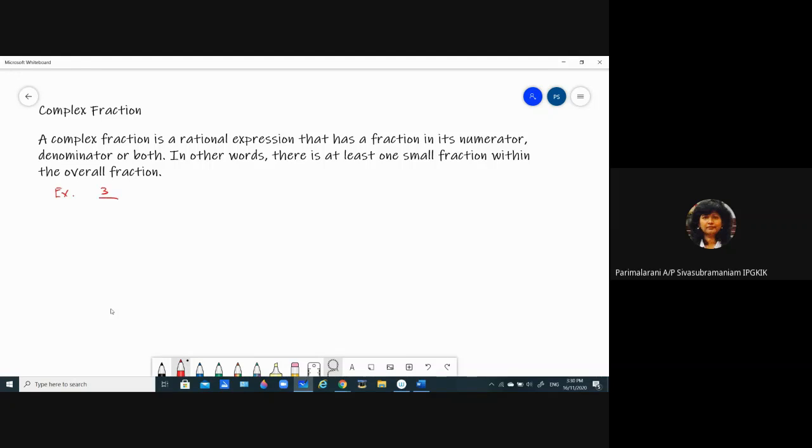Either the complex fraction is in the denominator like this, or the complex fraction is in the numerator, or the complex fraction is in both the denominator and the numerator like this. All of these examples are known as complex fractions. Can understand this? Okay, so now we are going to see how we can simplify complex fractions.